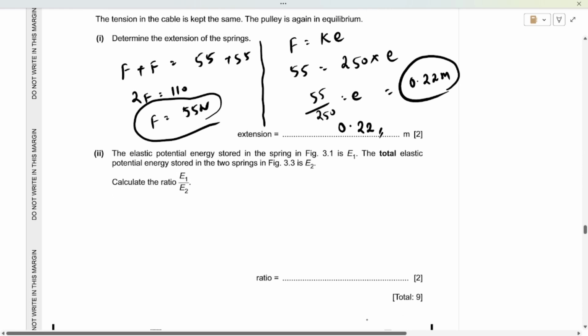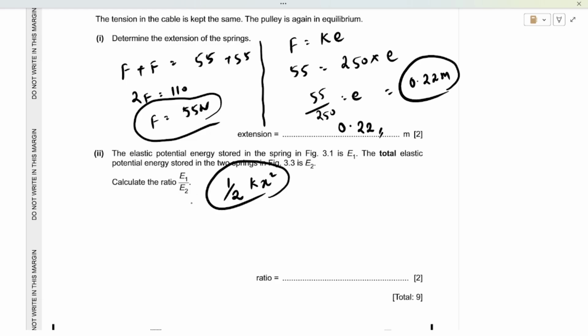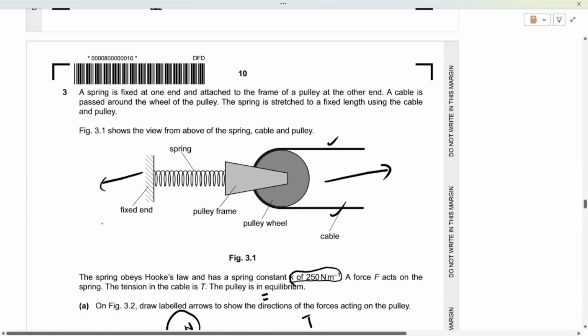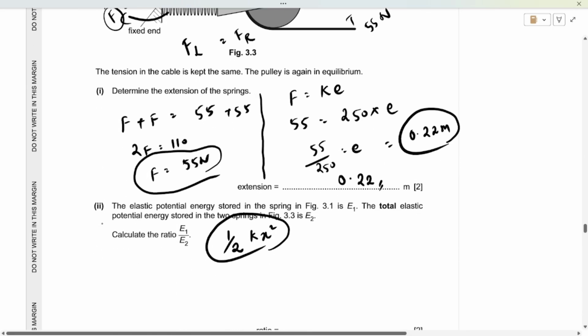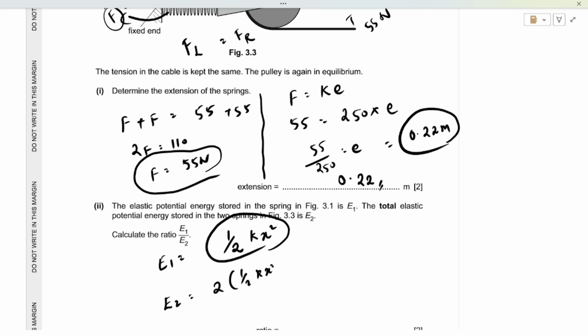Now going for the second question, we need to find the ratio of the elastic potential energy stored in the spring. For finding the elastic potential energy, we know the formula. The basic formula for the elastic potential energy in case of a spring is half K extension square. In the first diagram, 3.1, there is only one spring connected, and in diagram 3.3, two springs are connected. So we need to calculate the ratio. Let E1 be for one spring, and E2 for two springs, which is 2 times half Kx square.